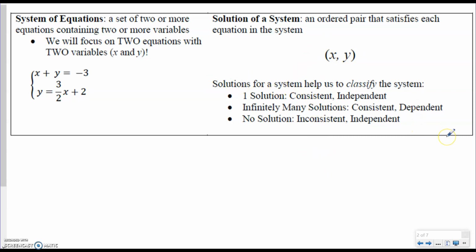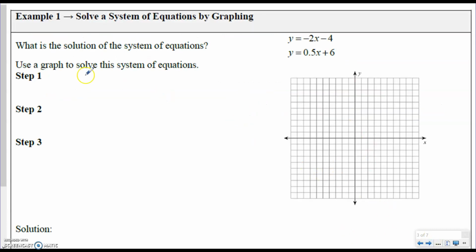And then I'm not so worried about classifying the system, but you do need to know that there's a case where there's one solution, there's a case where there's infinitely many solutions, and there's a case where there's no solution. Okay, so here's what we're going to do. What is the solution to the system of equations? Off to the right. Your first step there is to graph both equations. So in your notes, go ahead and fill that in. Graph both equations.